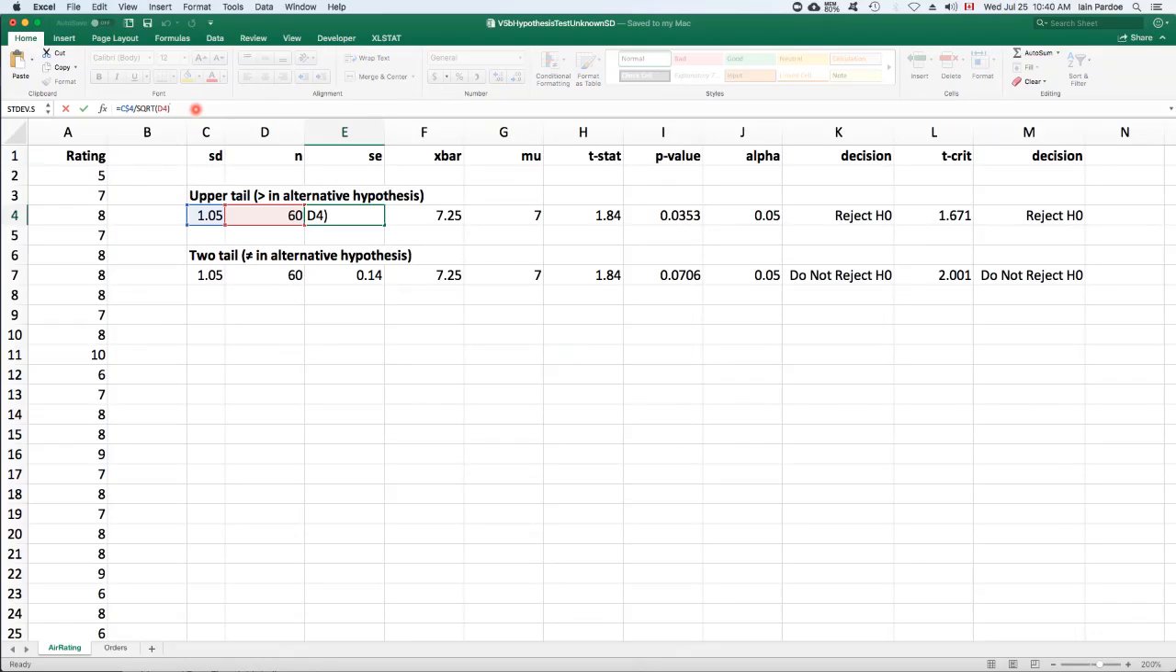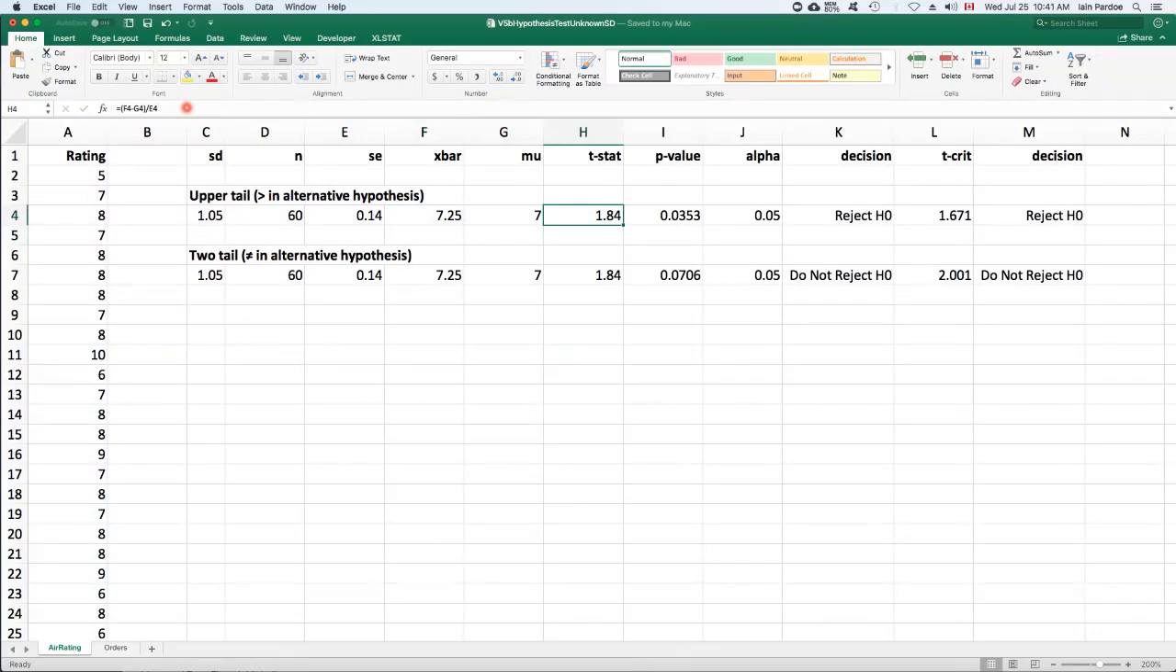Our sample mean from the data comes to 7.25, and we're going to do an upper tail test with the hypothesized mean being 7. So our null hypothesis says that the mean is less than or equal to 7, and our alternative hypothesis says that the mean is bigger than 7. Our test statistic is the sample mean, 7.25, minus the hypothesized mean, 7, all divided by 0.14.